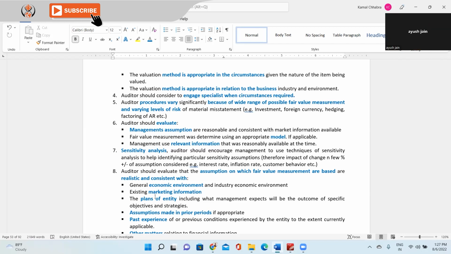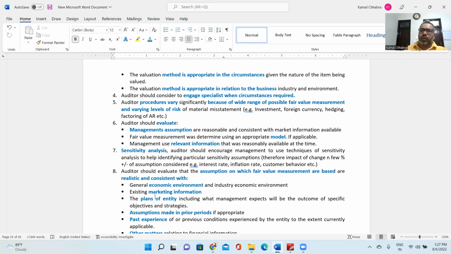Third is, the valuation method is appropriate in relation to the business, industry, and environment. For example, you have purchased laptops or computers or printers, right? Generally, in industry, we depreciate computers and equipment over a 3-year period, right? Whether you are also depreciating over 3 years or you are depreciating over 5 years, 4 years, or 2 years. If it is different than the industry norm, then understand the reason for the difference. Make sense?